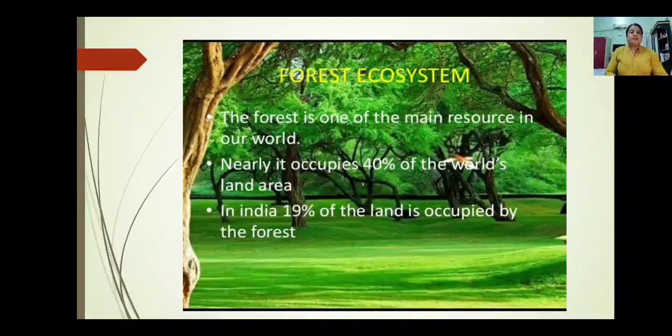You can see here that since we are discussing the forest ecosystem, forest is one of the main resources in our world, right? Nearly 40% of the world's total land area is occupied by forest. And in India, 19% of the land is occupied by forest.